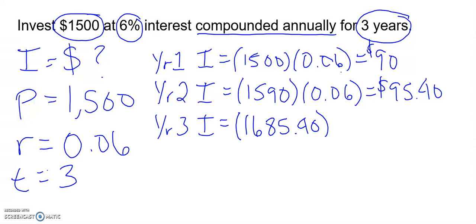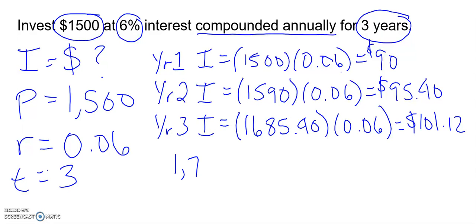Now we're going to calculate the interest for year three by taking that amount and again multiplying it by our interest rate of 6%. And when we do that multiplication, we get $101.12. So at the end of year three, which is the final year of our investment, we now have a total of $1,786.52.